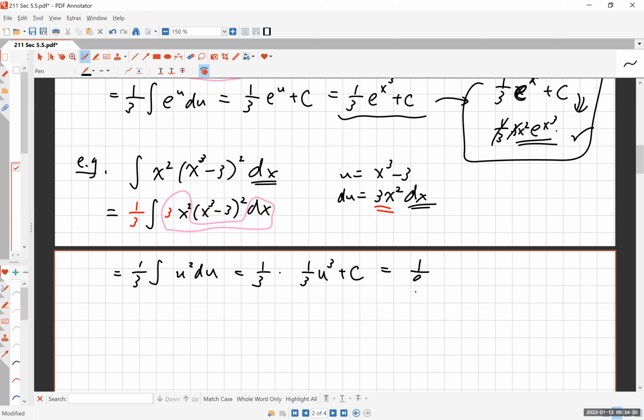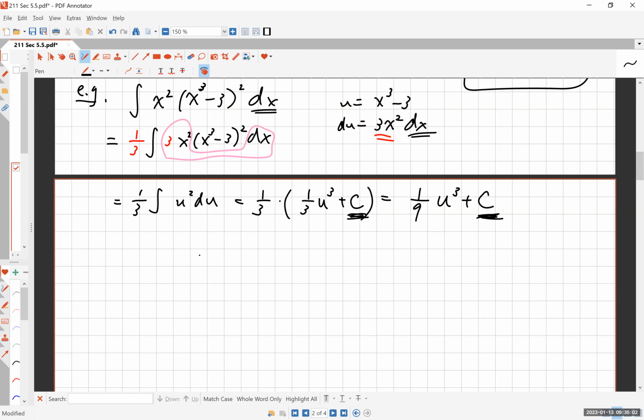In other words, this is 1/9 u cubed plus c. Technically, this is 1/3 c, but I'm not going to make a distinction here, even though, before you accuse me and write emails, hey, this c is different from this c, I understand that. This should be 1/3 c, but because c is arbitrary, I am not going to distinguish these c's.